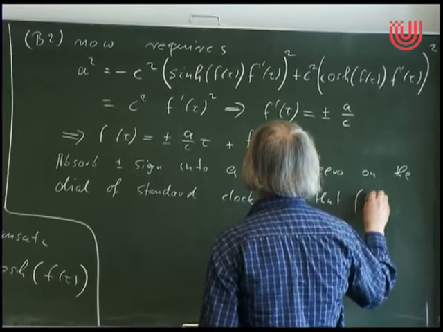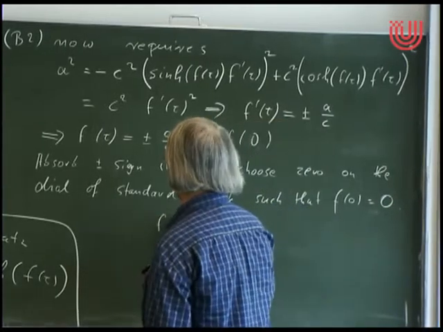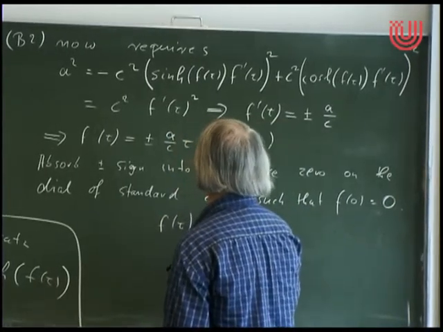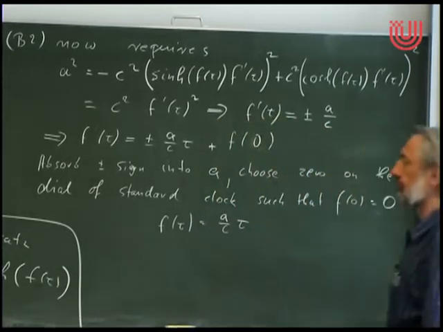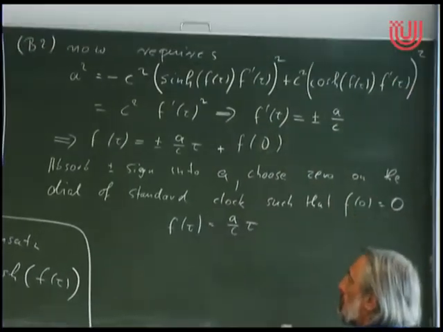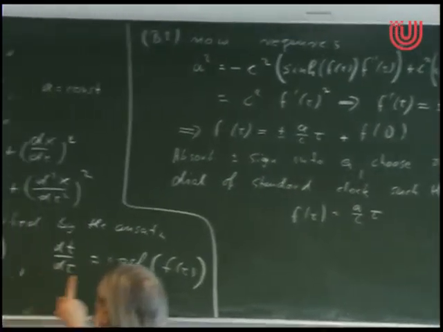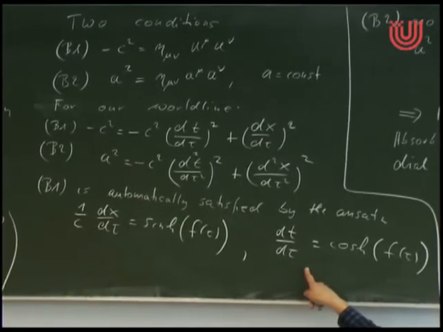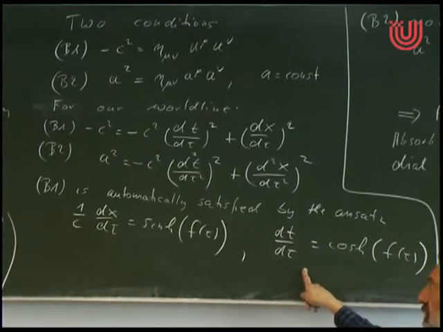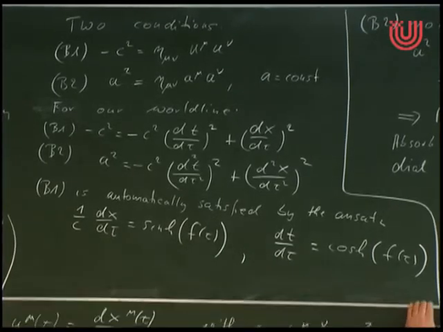0 on the dial of the standard clock such that f of 0 is 0. So then we get simply f of tau is a over c times tau. So that's our world line. So this gives us the first derivatives of x and t with respect to tau. So we have to integrate this another time in order to get x and t themselves. And then we can discuss what this is geometrically.